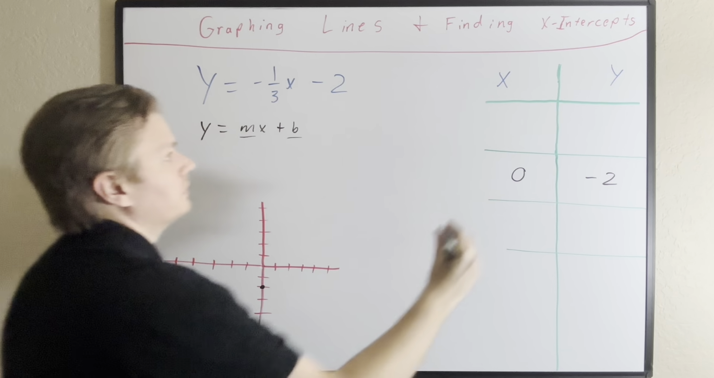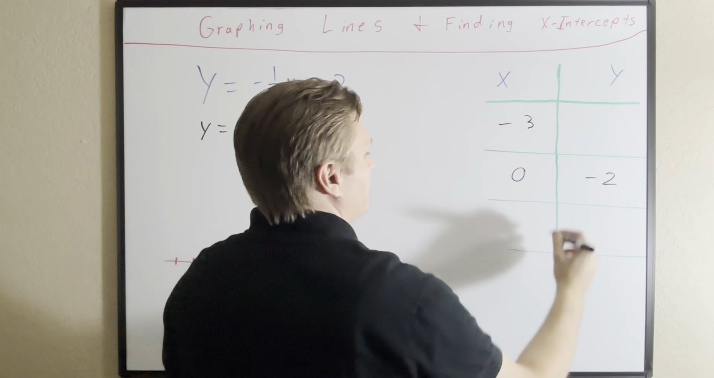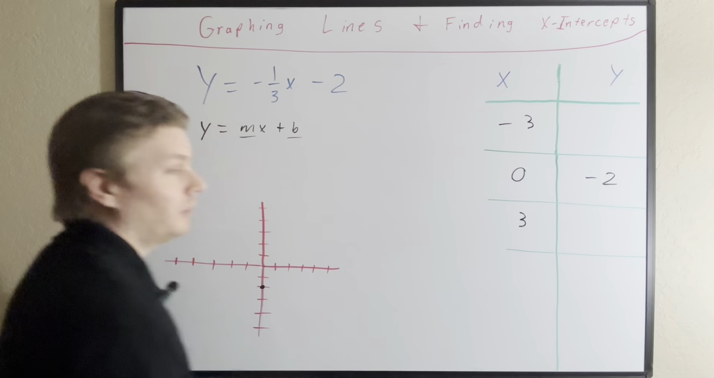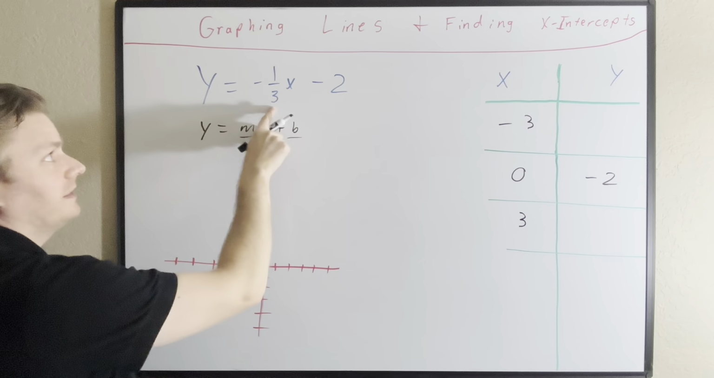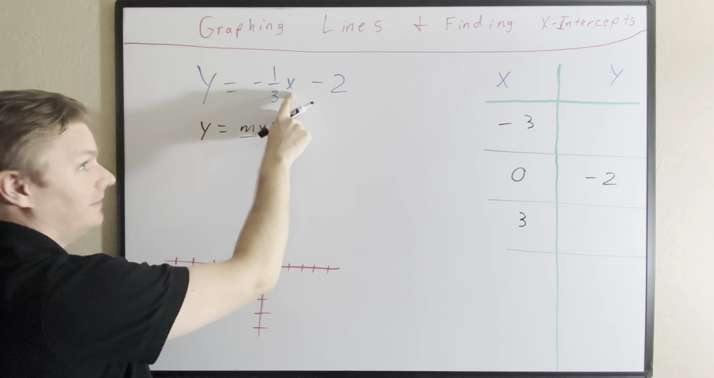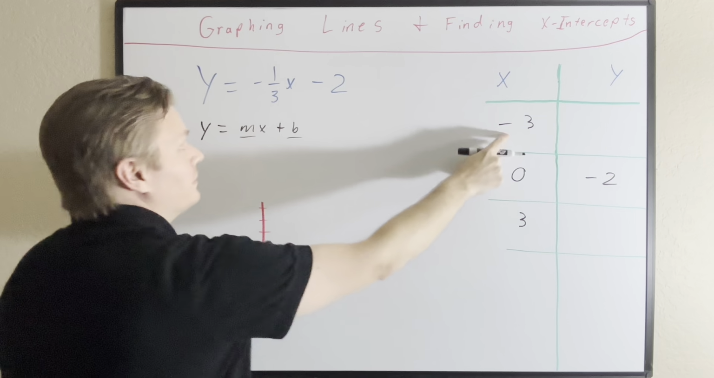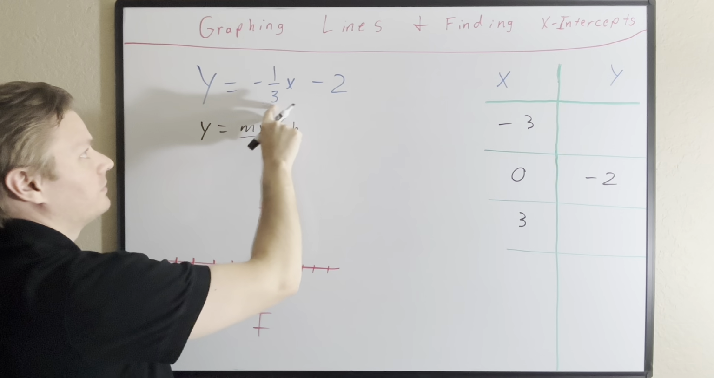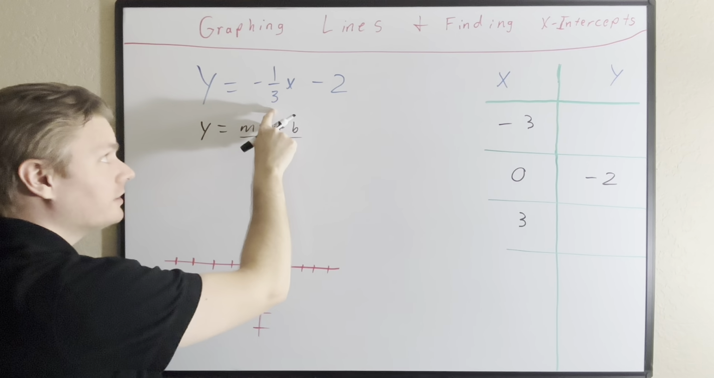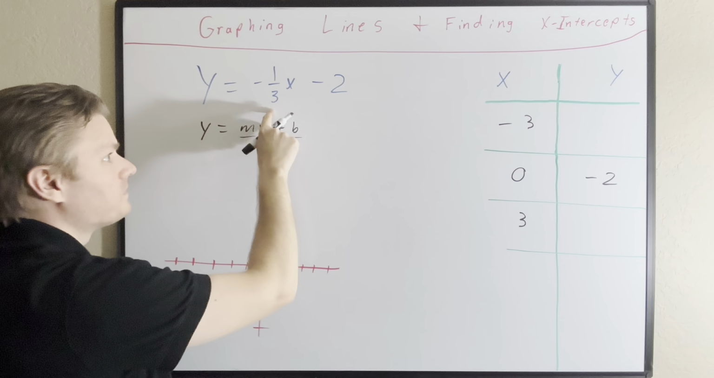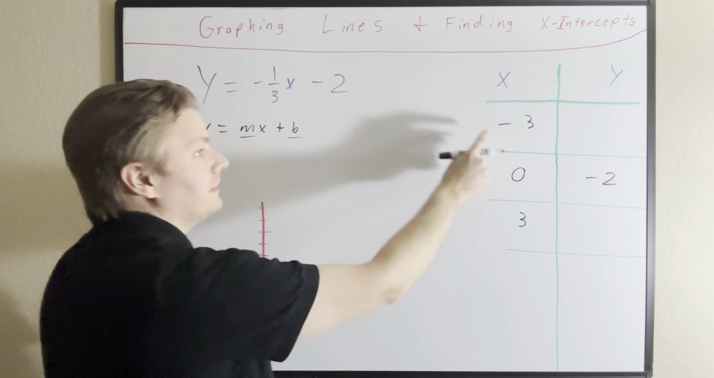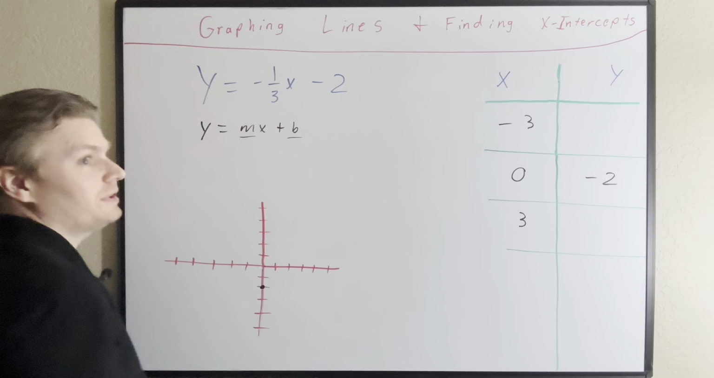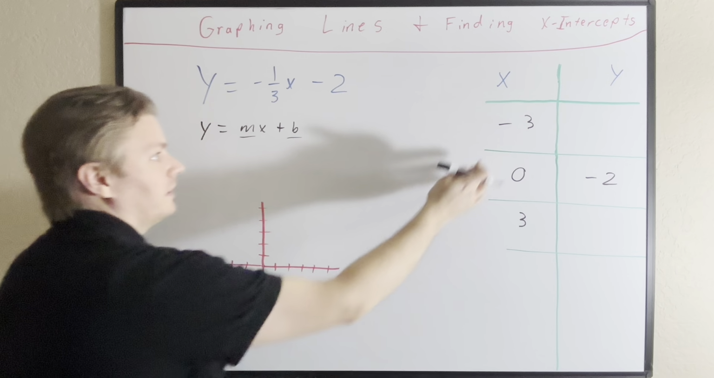Why don't we do negative 3 and positive 3? Why 3? Because I'm looking at this slope here, and I notice I have to multiply this number by that slope right off the bat. And if we're multiplying by 1/3, it's going to be easier if the number I'm using is a multiple of 3, because then I'm just dividing it by 3, right?